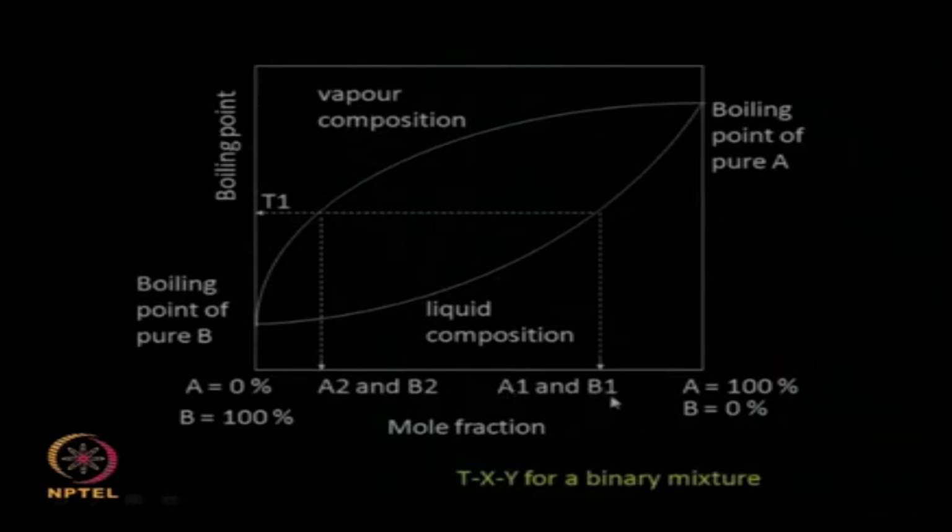And here the boiling point of A is higher, so obviously A should be more in the liquid and A should be less in the vapor, correct, and boiling point of B is less than A, so the vapor should have more B and the liquid should have less B. Because B2 will be greater than B1 and A1 will be greater than A2.